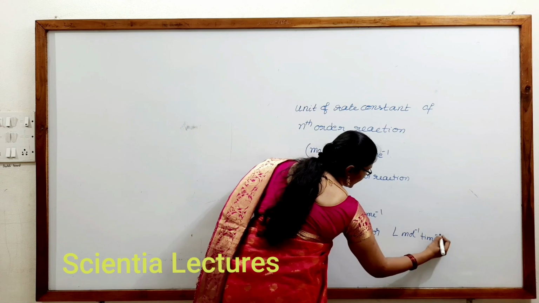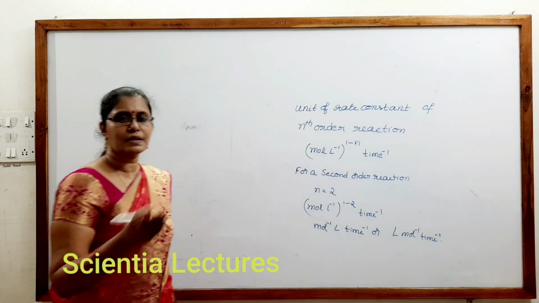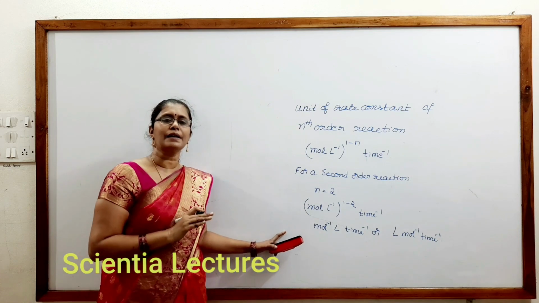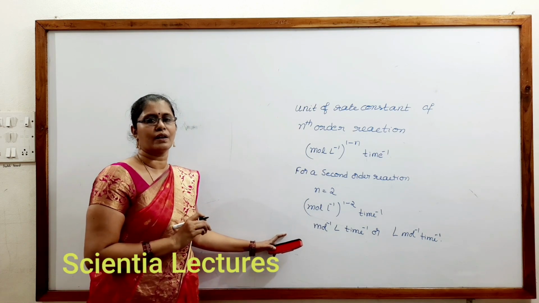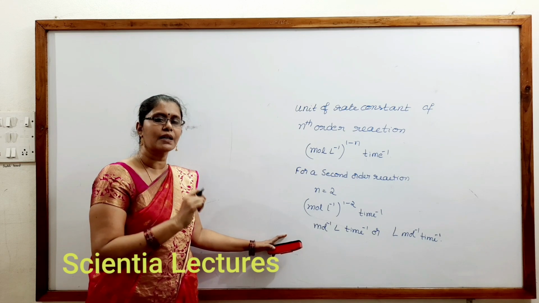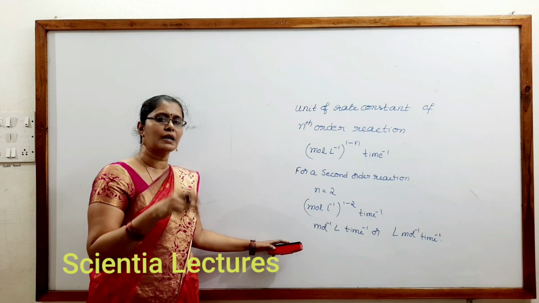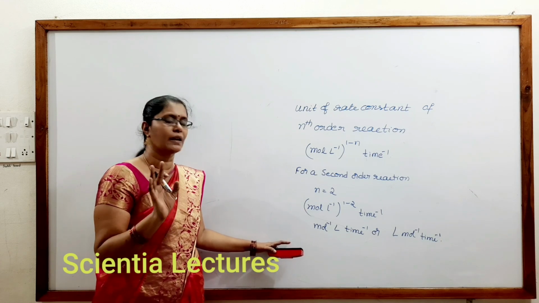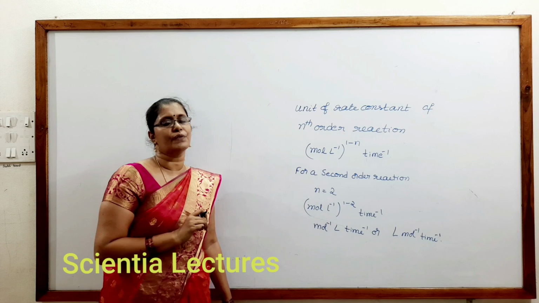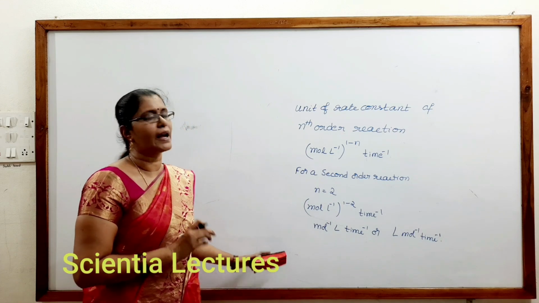They can ask in any way. In any one of the questions, if this is the unit of rate constant, you can identify directly it is a second order reaction. So if the rate constant unit was given as liter per mole per second, per minute, or per day, or per year, per time, anything, you can directly identify it is a second order reaction.